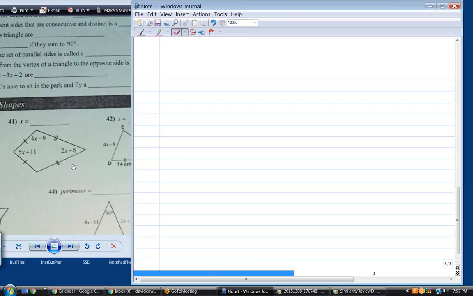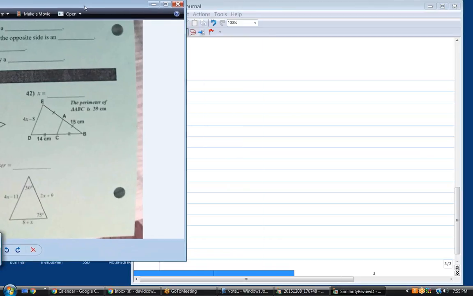The only other interesting thing about a kite is the diagonals. The diagonals are perpendicular to one another, and one diagonal bisects this one, but the other does not. In other words, this diagonal does not bisect that one.